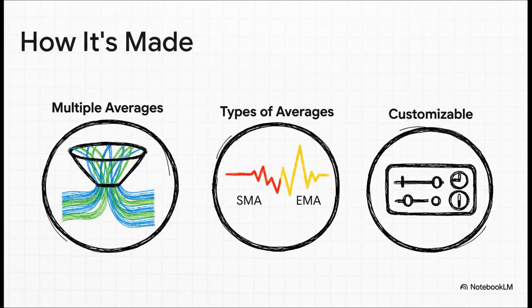So, how do you build one? Well, it's really just a bunch of moving averages, usually somewhere between 6 and, say, 16 of them. And you've got options. You can use simple moving averages, or SMAs, or you can use exponential moving averages, EMAs, which tend to react a little faster. The best part is you can customize the whole thing to fit how you like to trade.